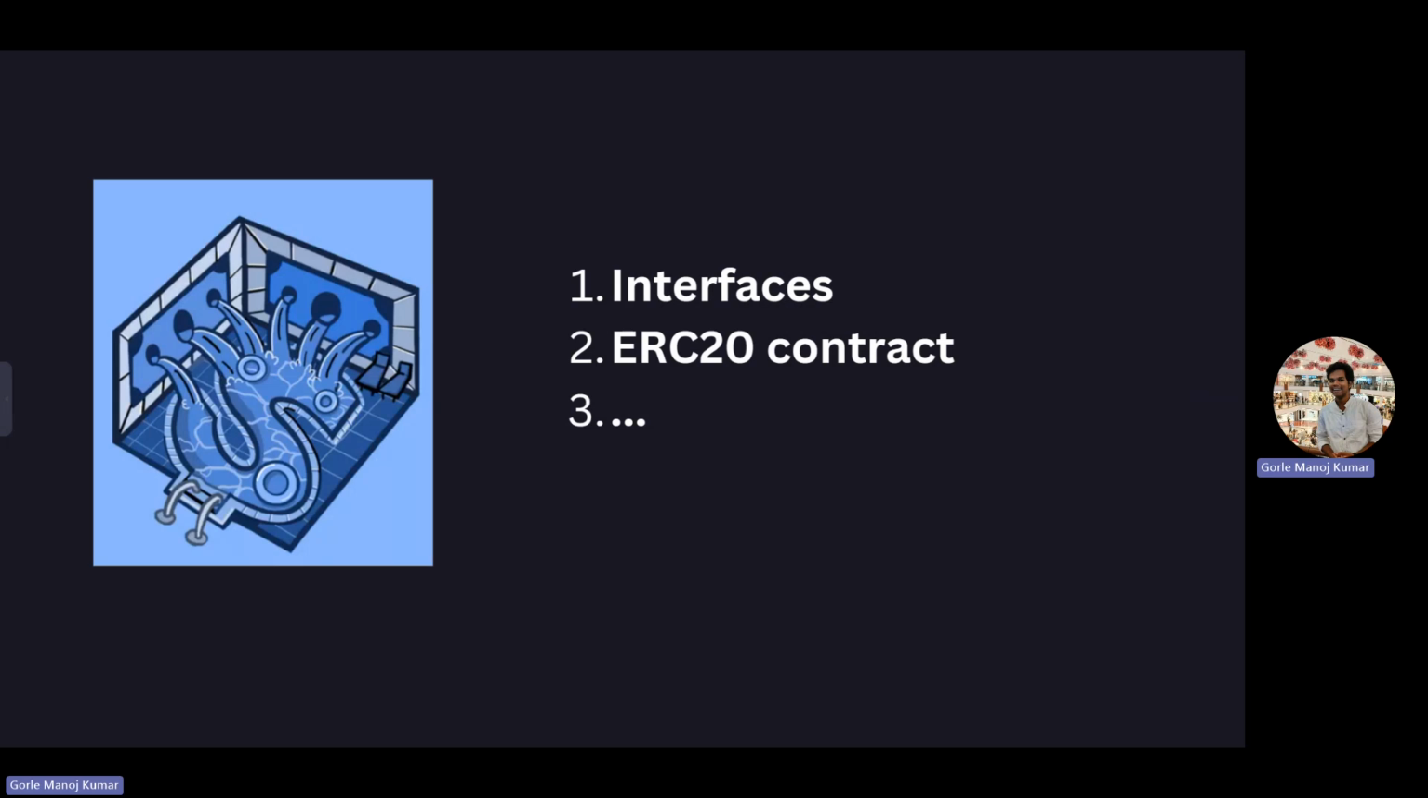So they'll have an idea of what can be improved. Then these people sit together and they write what can be improved in the form of ERCs. And the number that you see, 20 or non-fungible, it's I think 7. 721 is non-fungible tokens.